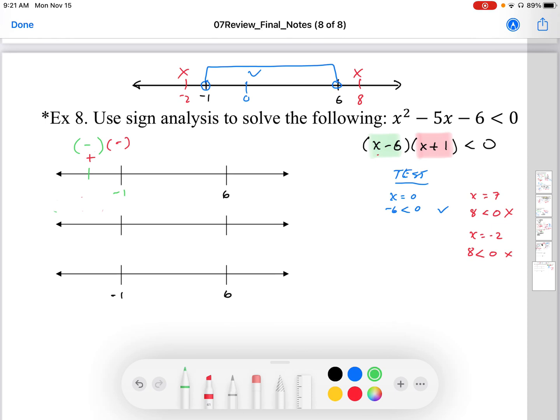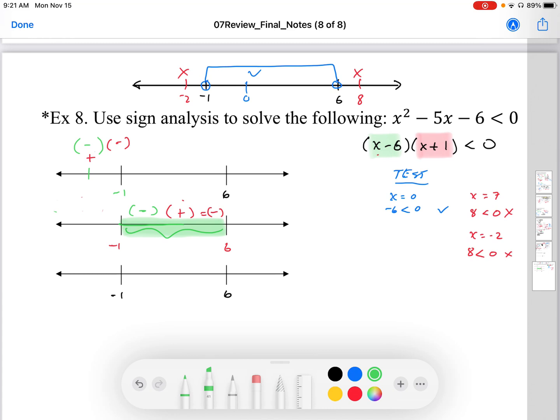So I'm going to test the next region here. If I plug in a number between negative 1 and positive 6, I'm going to end up with a negative for the first bracket. And any numbers in between negative 1 and positive 6 are going to give me positive for the second bracket. So that equals negative. So that is a check for that region. So this region in here is a region that we will consider as part of the solution.